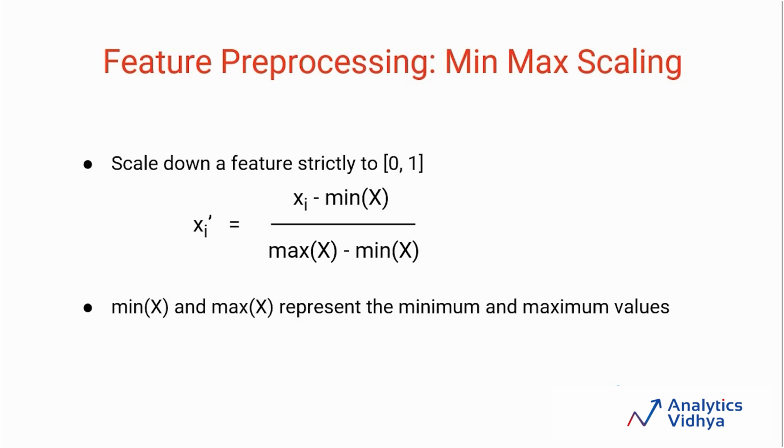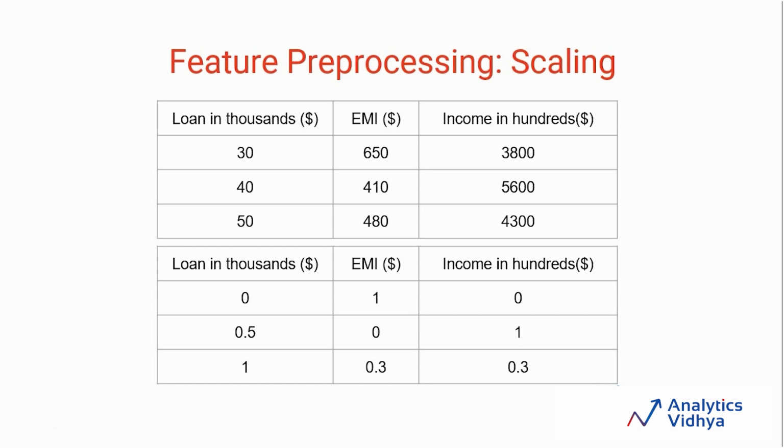Now, if you replace xi with the minimum value, the numerator will of course become 0, right? And when you replace it with the maximum value, both the numerator and denominator will cancel themselves and the ratio becomes 1. Here you can see in the second table, all values of these three features are now in the range of 0 to 1 after applying min-max scaling.